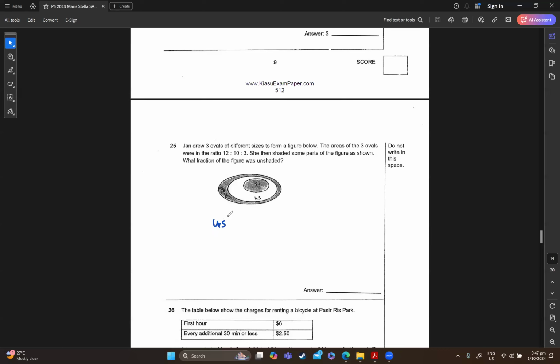So unshaded. And if you look at the figure as a whole, it's actually a total of 12 units. You don't have to add them up. So the answer is simply 7/12.